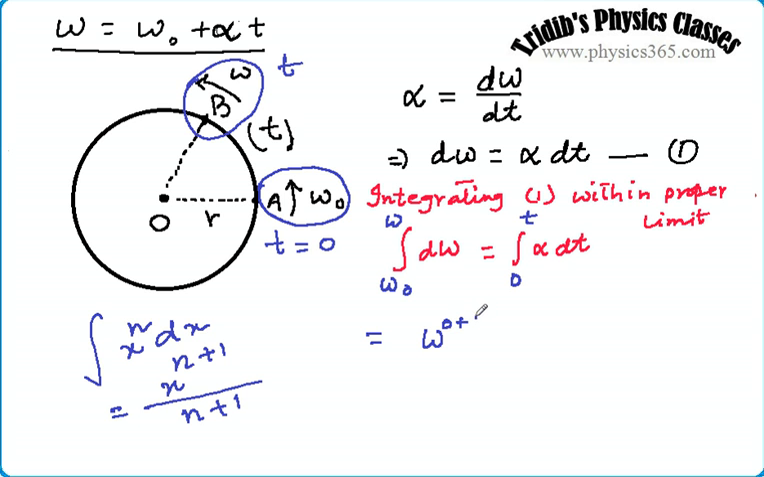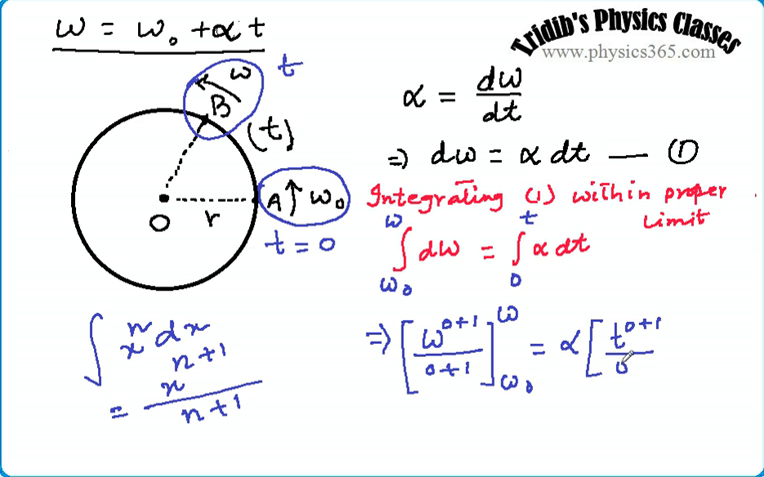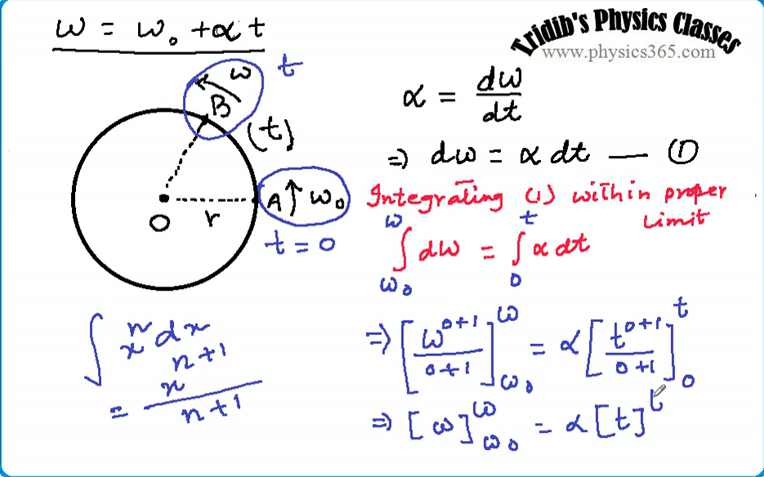It should be omega to the power 0 plus 1 divided by 0 plus 1, with upper limit and lower limit. Alpha is constant, so we take it out. In the case of dt also, no t is there, which means t to the power 0 is present. So according to the formula, it will be like this. We will have omega with its upper limit and lower limit, and on the right, alpha t with its upper limit and lower limit.